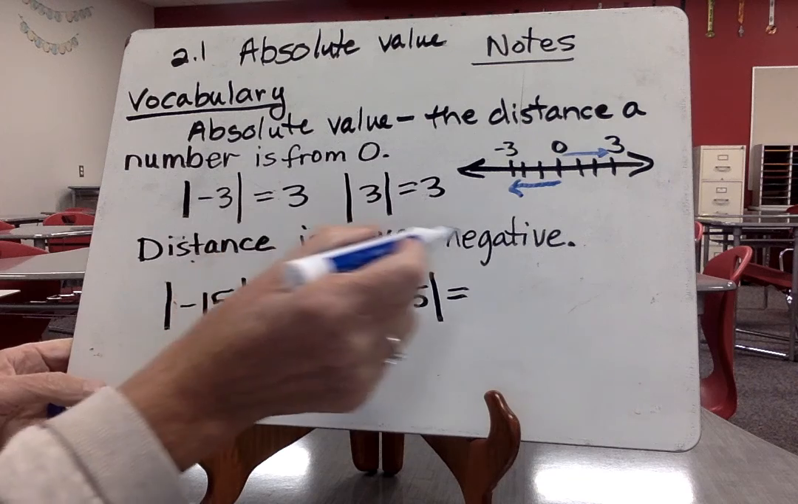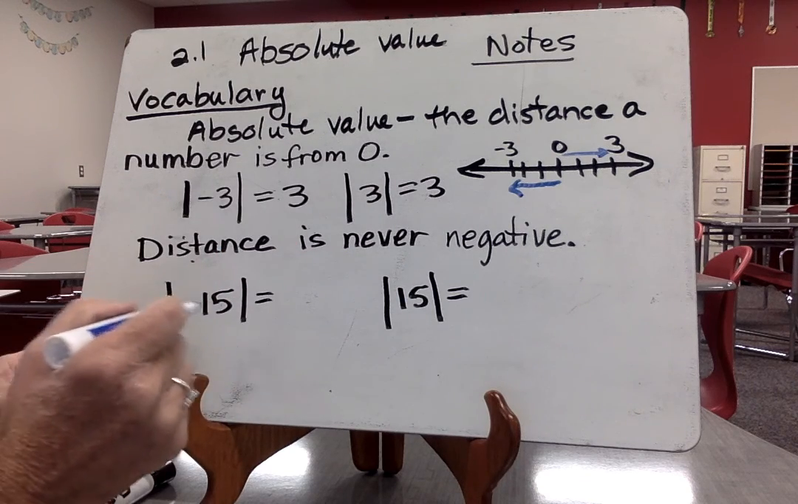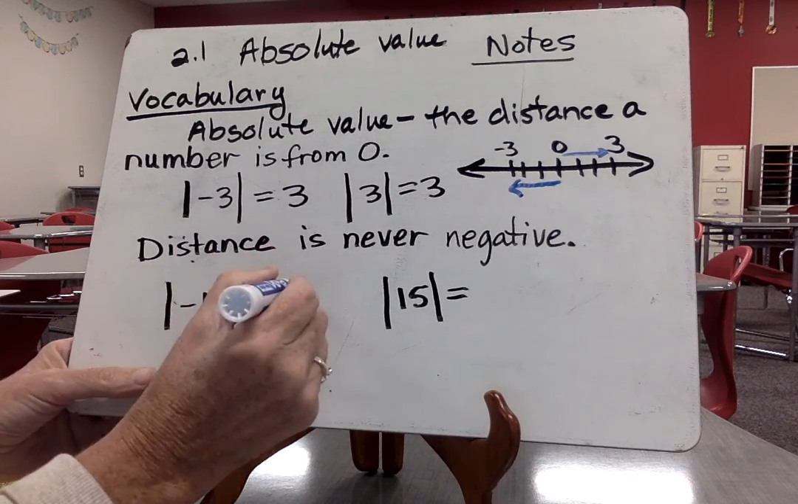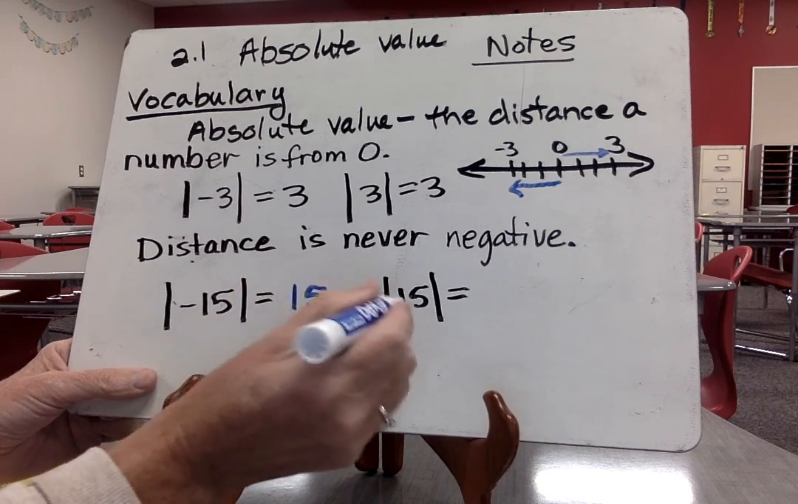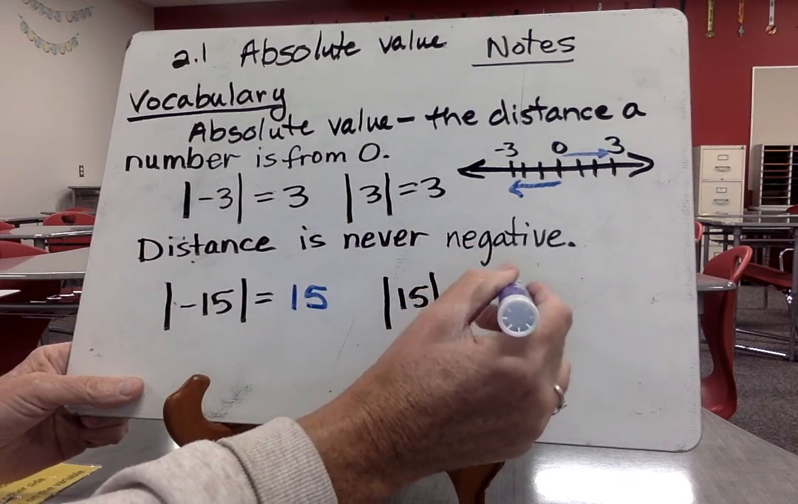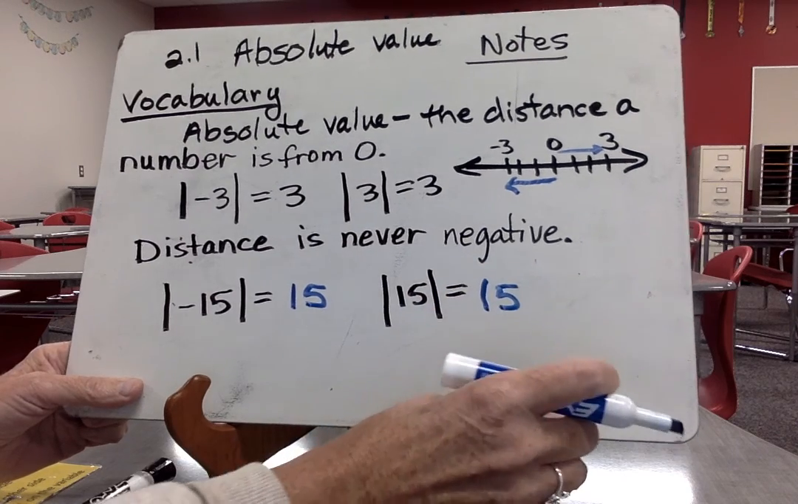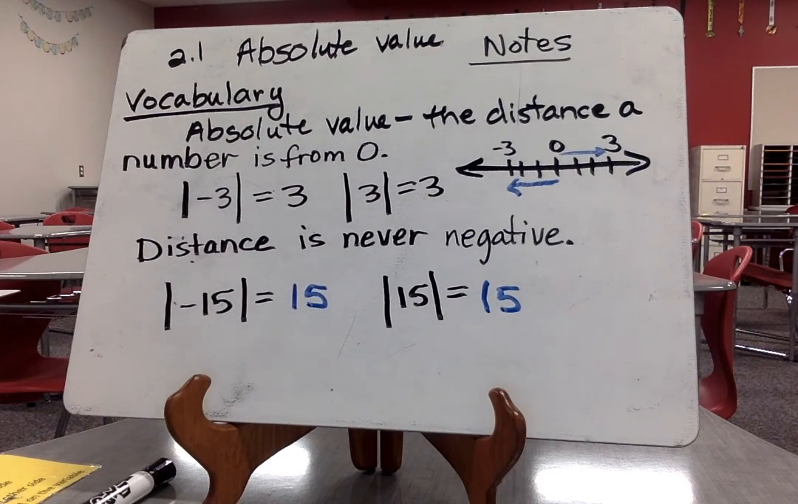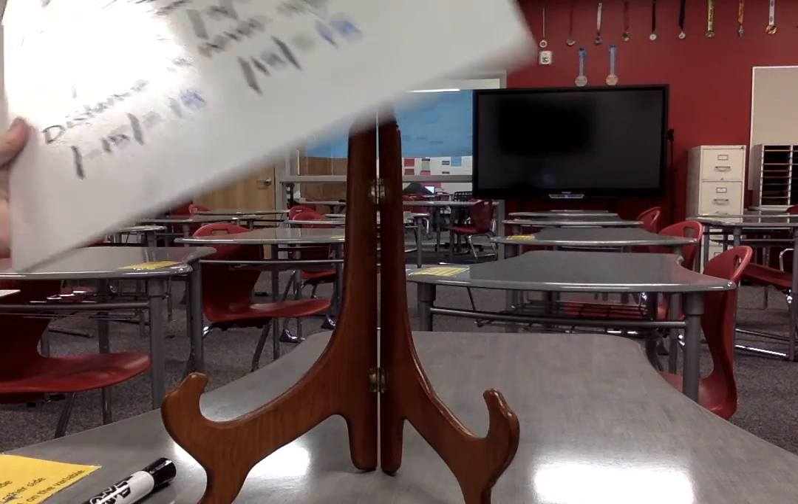So the absolute value of -3 is 3 and the absolute value of 3 is 3. So the distance is never negative. So absolute value of -15 equals 15. And what do you think the absolute value of 15 is? You are correct. It's 15. And there's a brief introduction to absolute value. You should have heard about it a little bit in 8th grade. Let's go on to the next one.